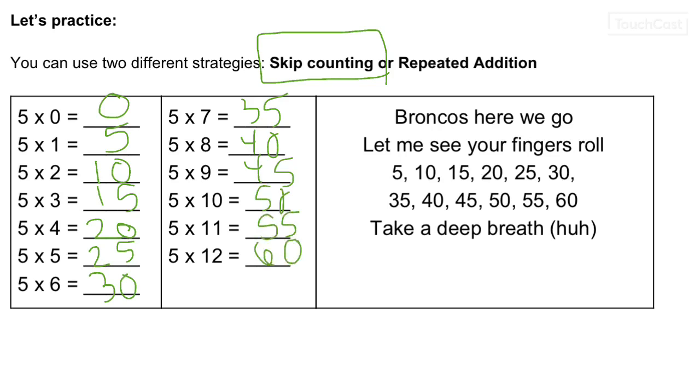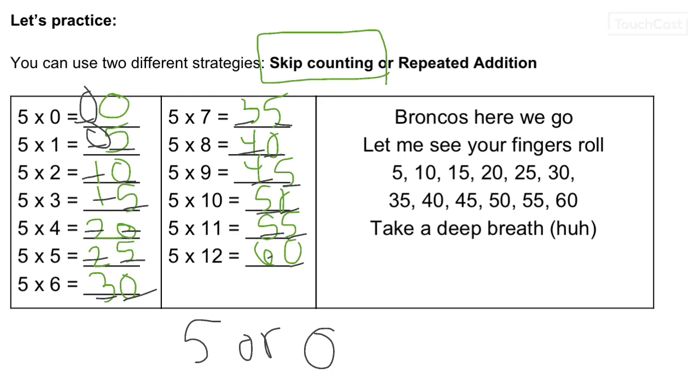Take a deep breath. Of course you notice there's a pattern. The ones place is either going to be 5 or 0, and it rotates 5, 0, 5, 0, 5, 0 all the way. And then you also have your tens place, which goes 0, 0, 1, 1, 2, 2, 3, 3, 4, 4, 5, 5, 6, 6, then it would keep going, 7, 7, 8, 8, 9, 9, etc.